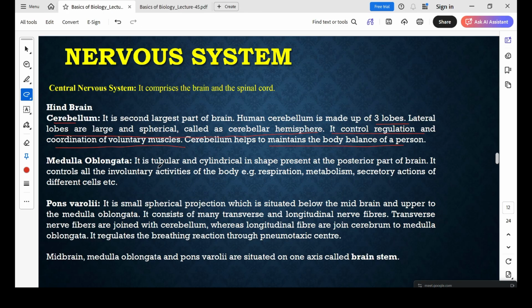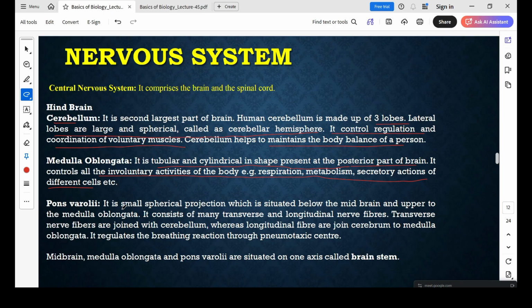Medulla oblongata is tubular and cylindrical in shape, present in the posterior part of the brain. It controls all the involuntary activities of the body: respiration, metabolism, secretory actions of different cells, etc. So if there is damage to the medulla oblongata, the respiratory system of that person might shut down or get depressed.